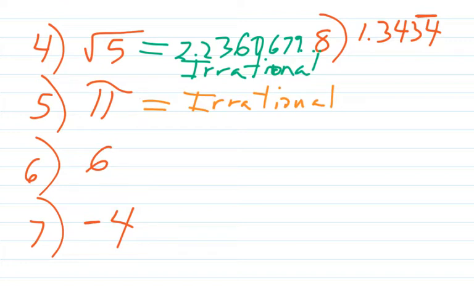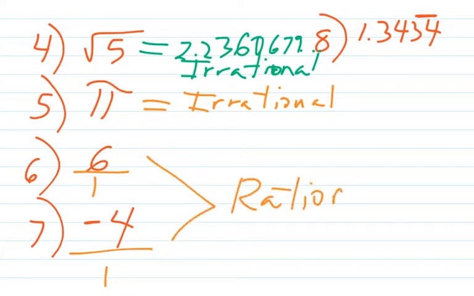So 6 and 7. You might be a little bit confused with these, but basically, if it can be written as a fraction, or if it is a fraction, it's rational. Well, I could write 6 as 6/1, right? Or we could also write -4 as -4/1. So guess what? These are both rational. Okay? Any number that's a fraction, or it can be written as a fraction where the numerator and denominator are integers, that's a rational number.